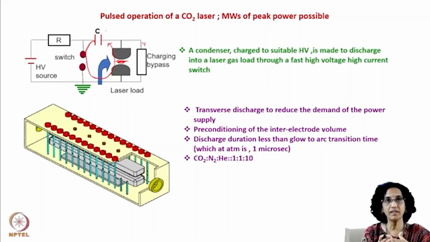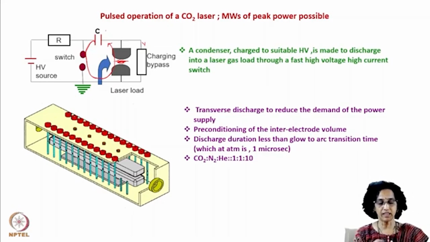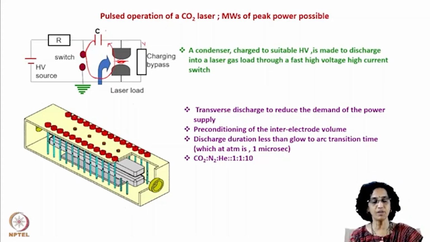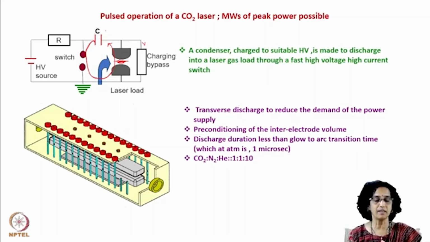The advantage here is that you have taken the laser to high pressure, maybe atmospheric pressure or even higher, and therefore your active species density is much higher. So we will continue with it later in the next class. We end here, and we have seen the CW operation. We have seen why CW discharge is not possible at high pressures, and the circuit that basically governs the pulsed operation of a CO2 laser.